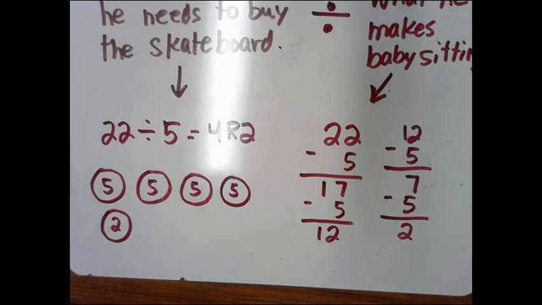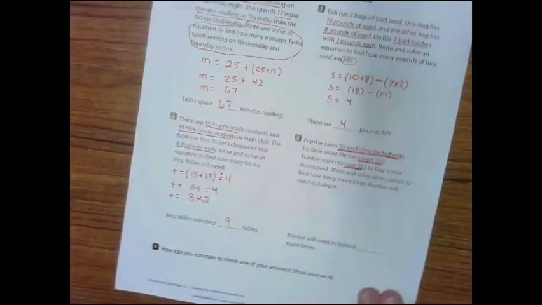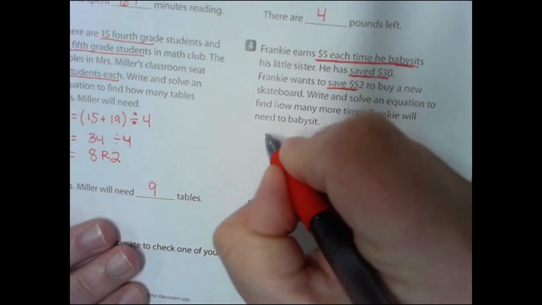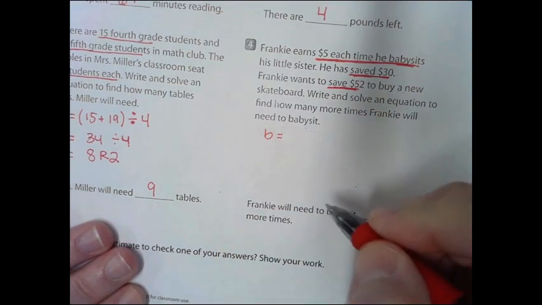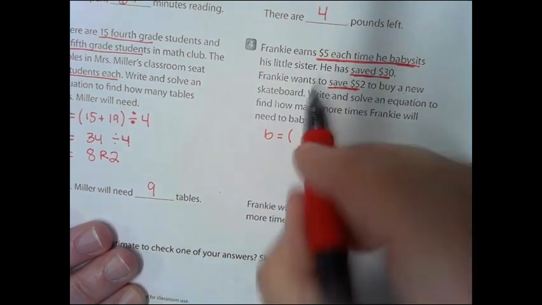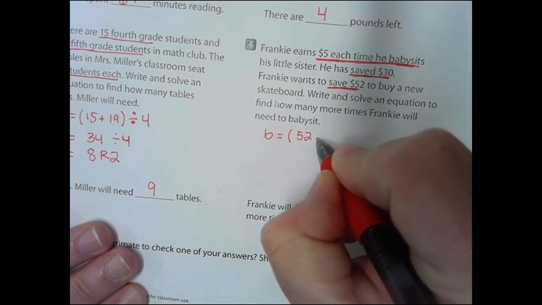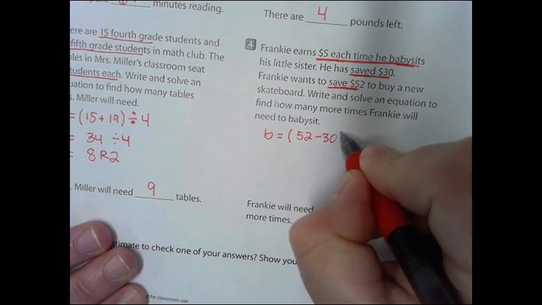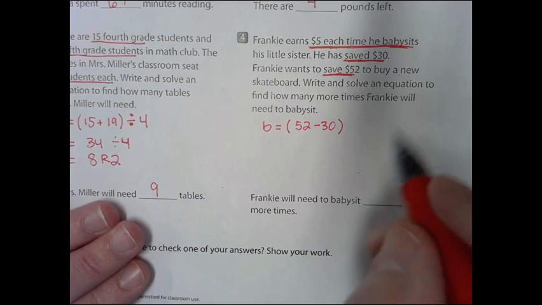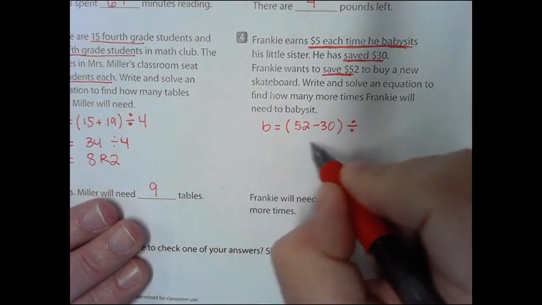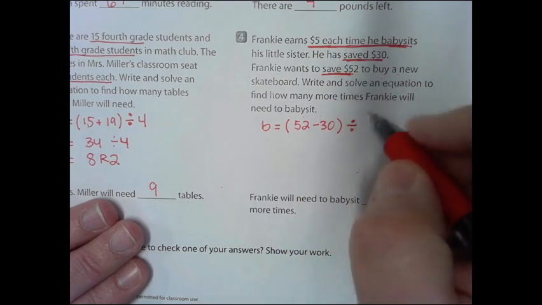So what does that look like as an equation? If I break it down, let's zoom in. Let's say it's B for babysitting equals. We had to figure out the cost of the skateboard, 52, and we took away what he already saved, which was the $30. Once we figure that out, we had to divide what he had left to earn by $5 every time.